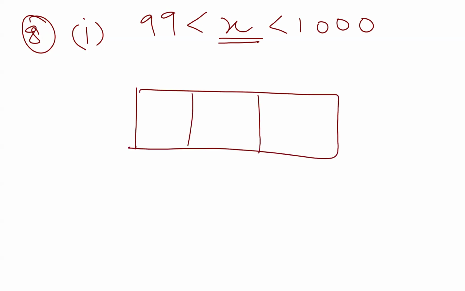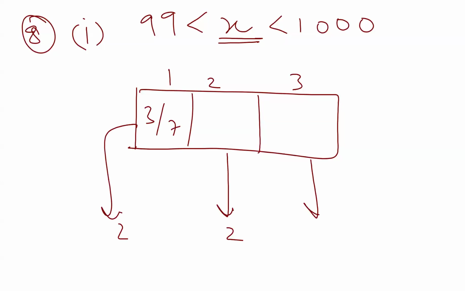Now the first part says that every digit is either 3 or 7. So 3-digit number, 3 places. So this will be 3 or 7, 2 ways, 2 ways, and 2 ways. Repetition can be allowed. Now, they have not mentioned anything about repetition being allowed or not. So 2 into 2 into 2, which is equal to 8.